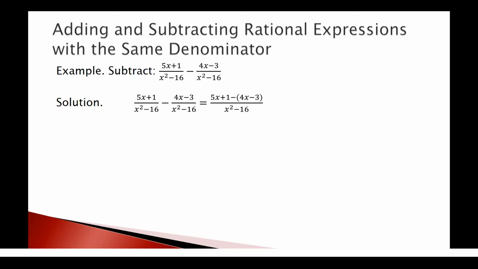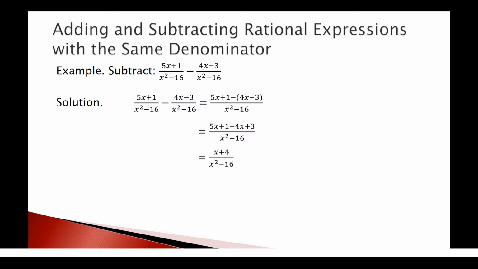So in this case we have 5x plus 1 and then minus the numerator of the second expression, 4x minus 3, and then we write that over x squared minus 16. And if we simplify this, we have 5x plus 1 minus 4x plus 3 over x squared minus 16. And now if you combine the like terms, then you get x plus 4 over x squared minus 16.